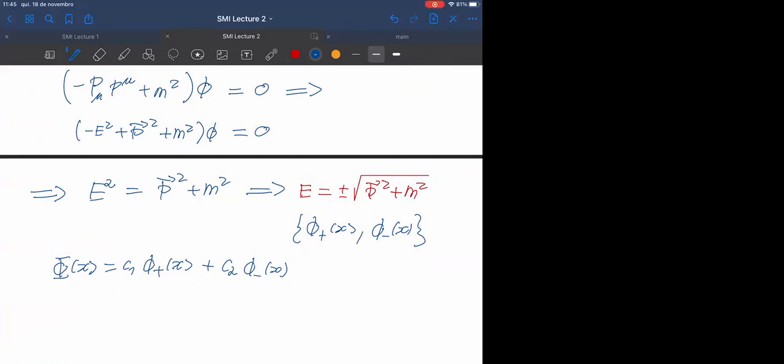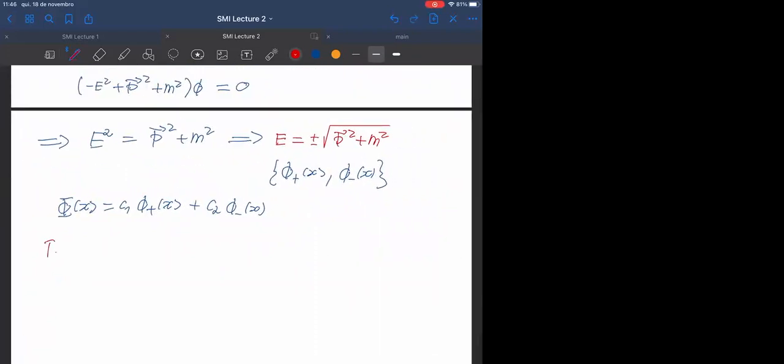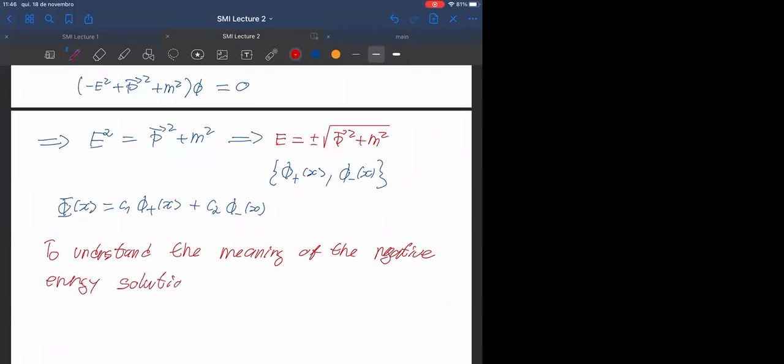And to do so, to understand what's going on, we are going to do something like minimally coupling it to electromagnetism. Let's minimally couple. So to understand the meaning of the negative energy solutions, let us couple the scalar field to an electromagnetic field.